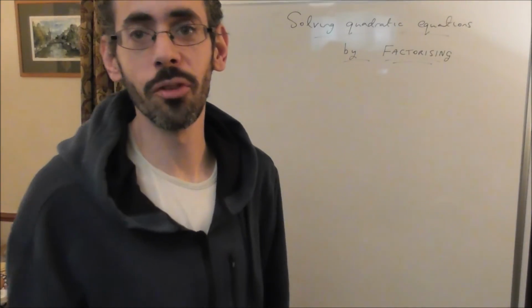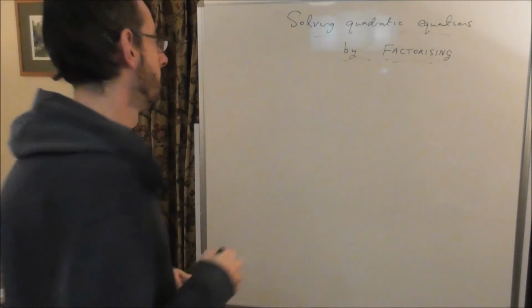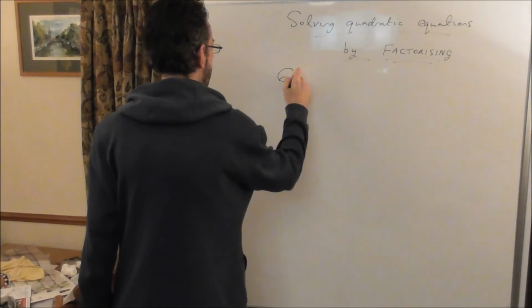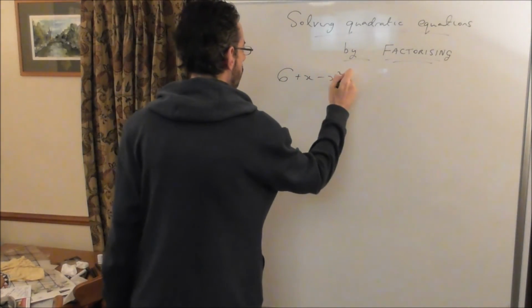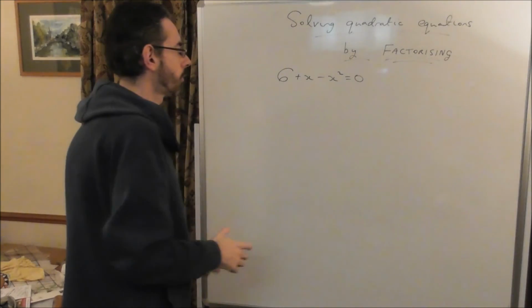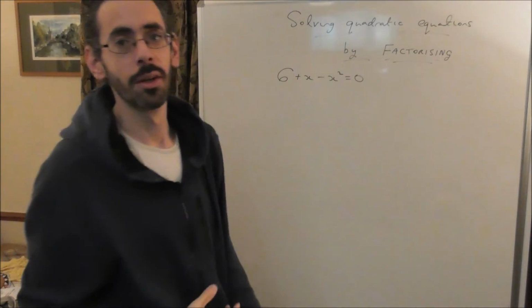Right, I'm just going to finish off with two more examples. In these next two examples, there's going to be a negative number or a negative sign in front of x squared. So here's the first one. 6 plus x minus x squared equals 0. So notice there's a negative sign in front of x squared.